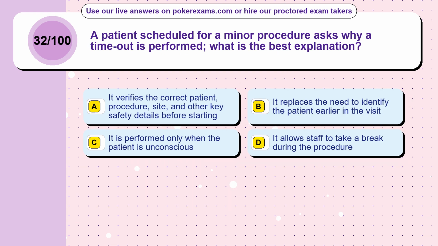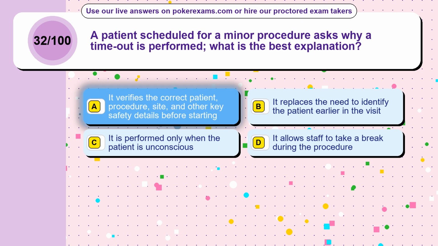Question 32. A patient scheduled for a minor procedure asks why a timeout is performed. What is the best explanation? Option A. It verifies the correct patient, procedure, site, and other key safety details before starting. Option B. It replaces the need to identify the patient earlier in the visit. Option C. It is performed only when the patient is unconscious. Option D. It allows staff to take a break during the procedure.